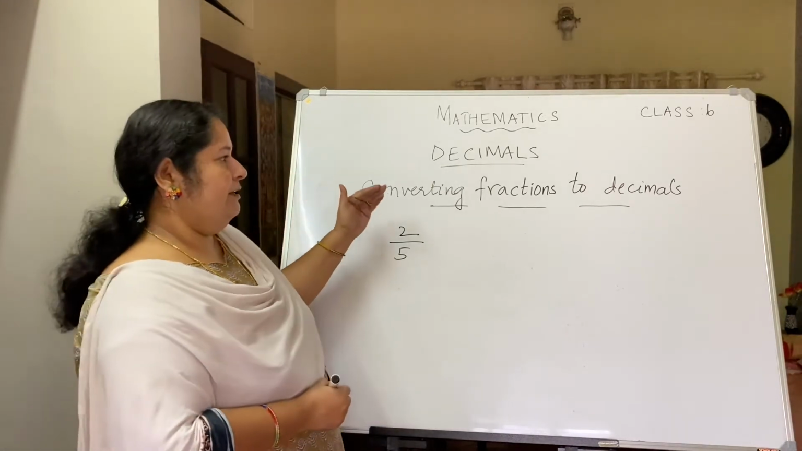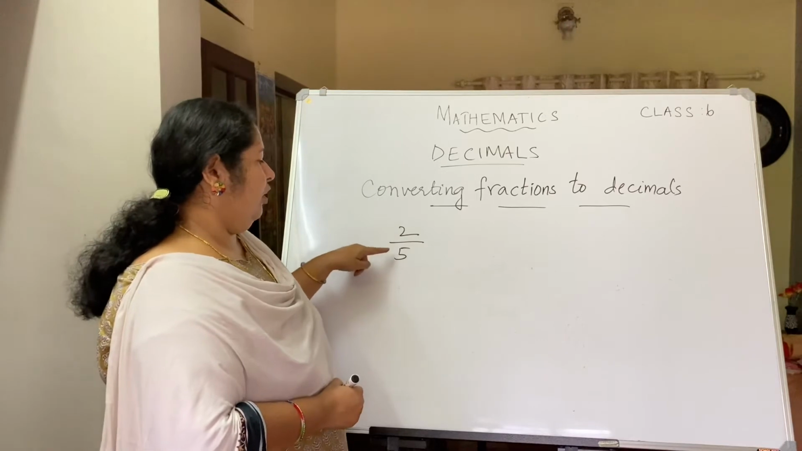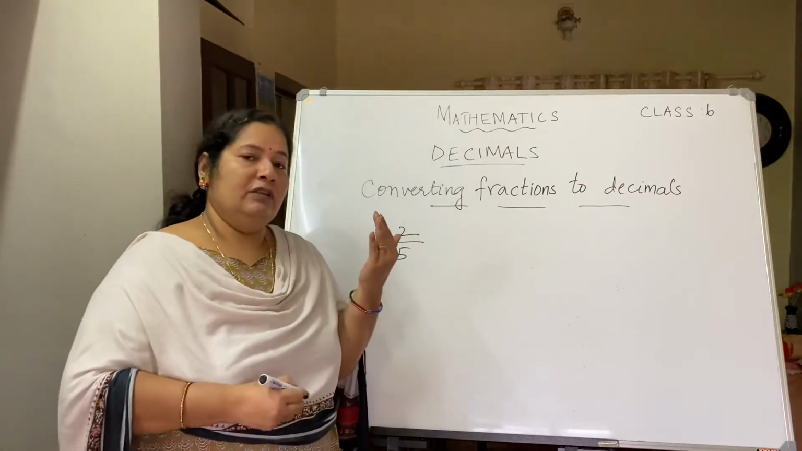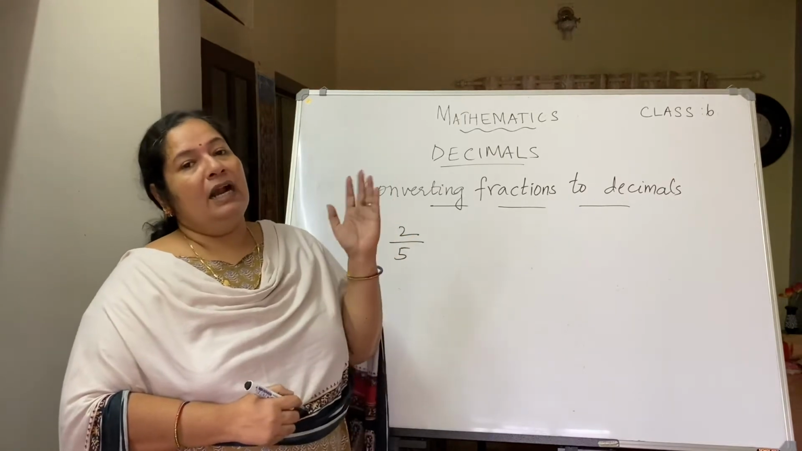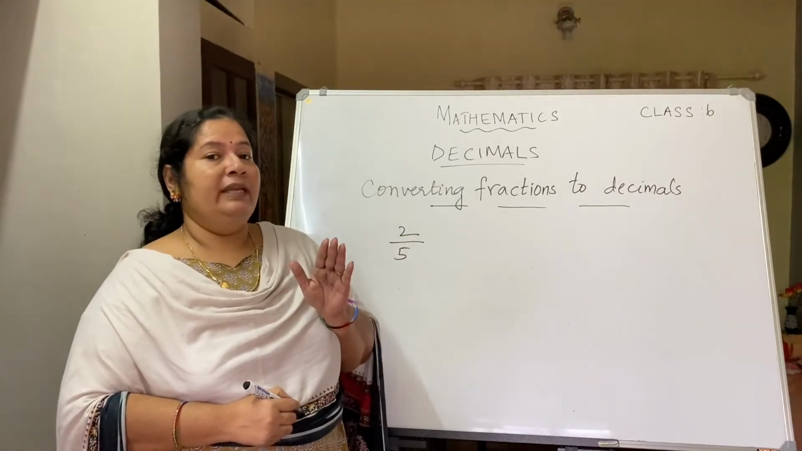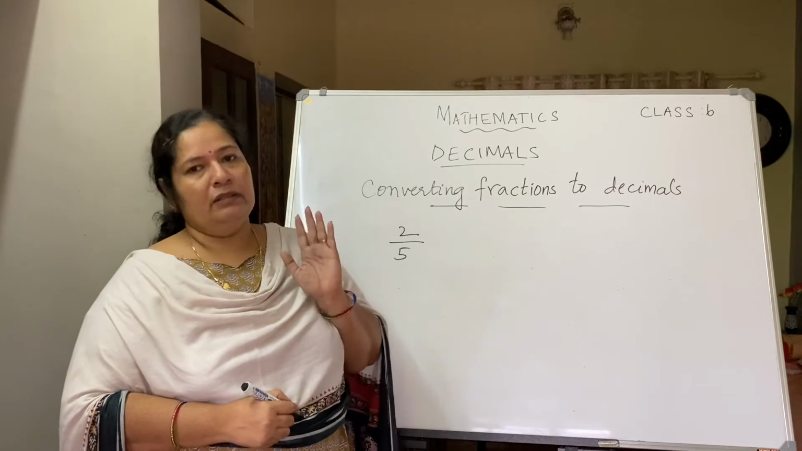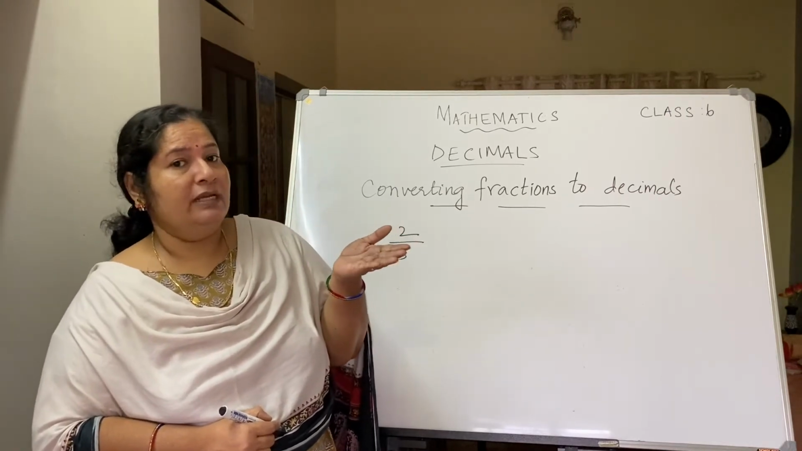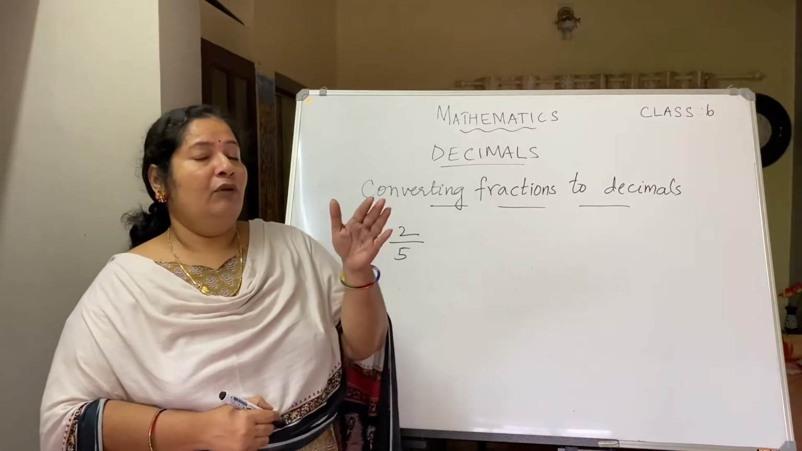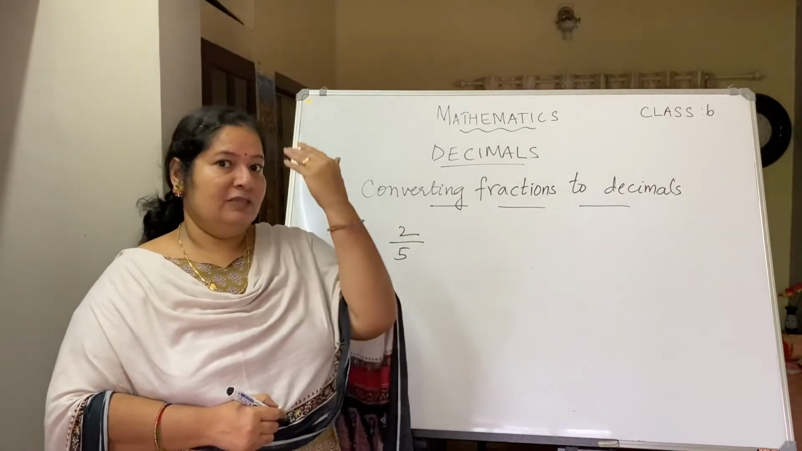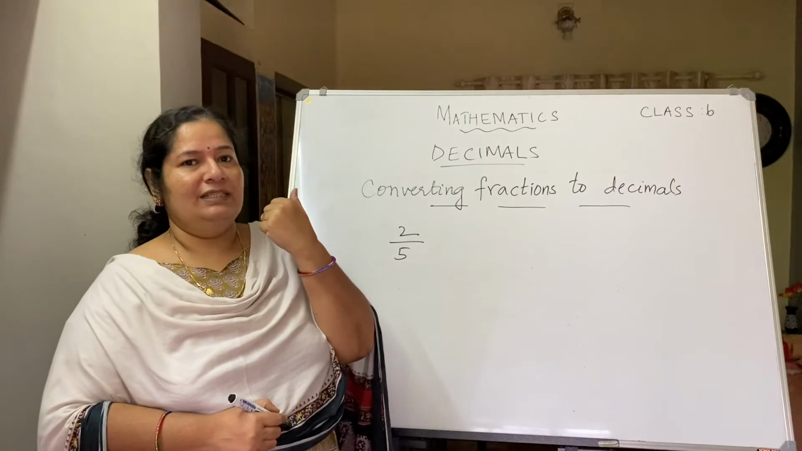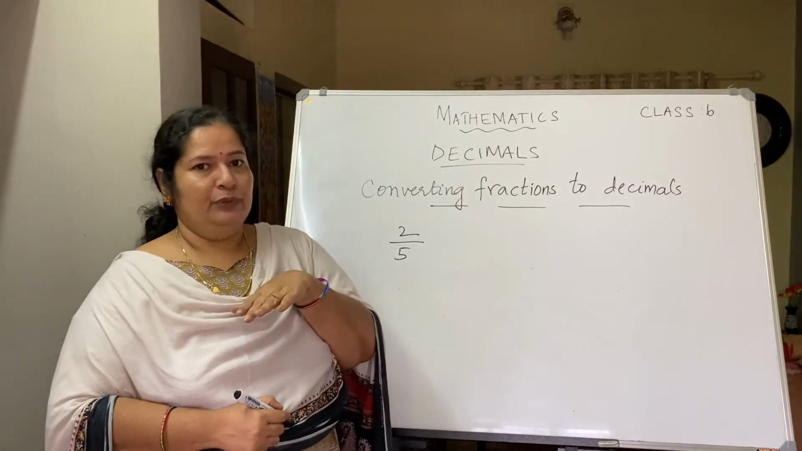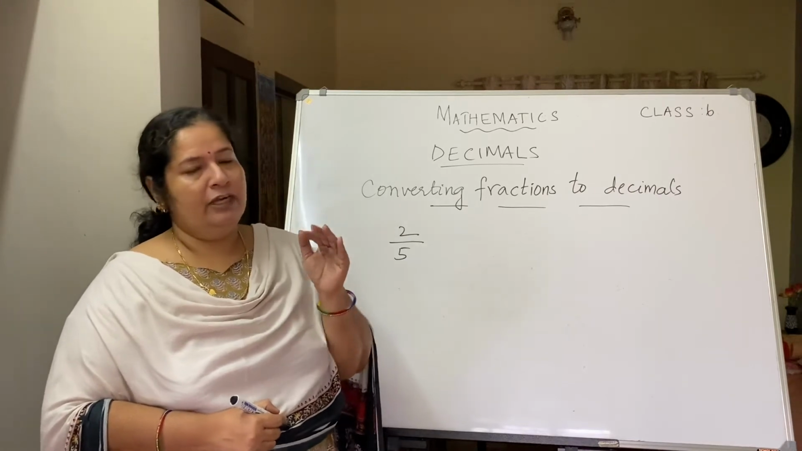So if you get fractions with denominators which are factors of 10, 100 or 1000, then convert those denominators to 10, 100 or 1000. Now how can you do that? Just go back to equivalent fractions. We have learned what equivalent fractions are: fractions which are equal in value, representing the same part, are called equivalent fractions.